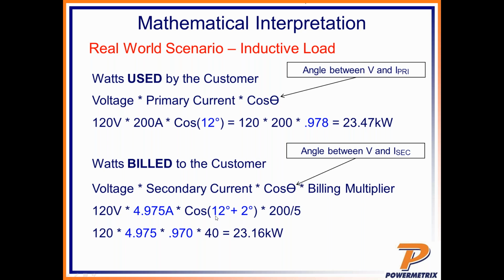So moral of the story, amplitude and phase of that CT both have to be really good for us to get the best accuracy out of our billing. That's what it's all about. How do we bill this customer correctly?